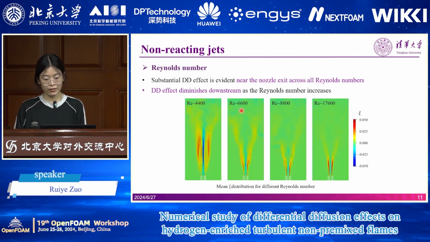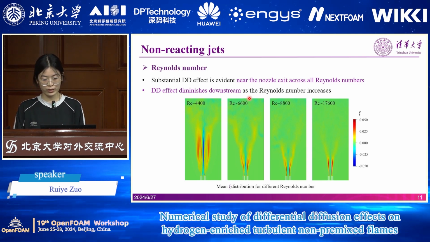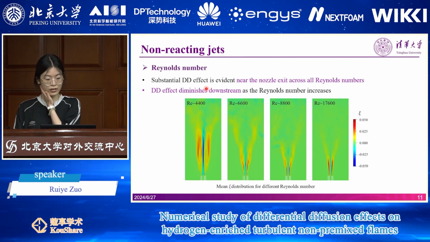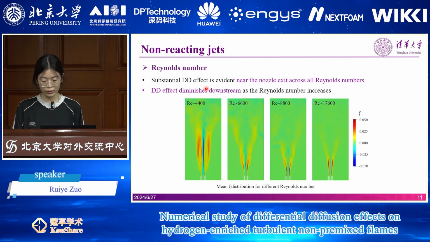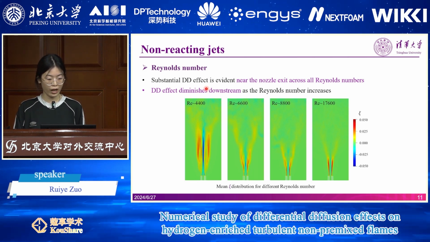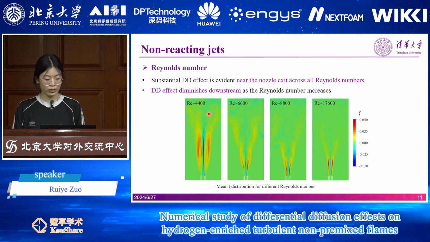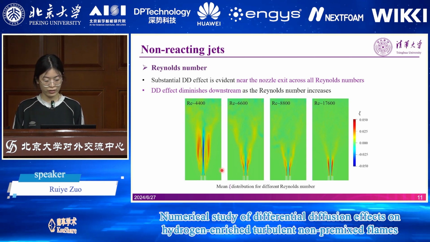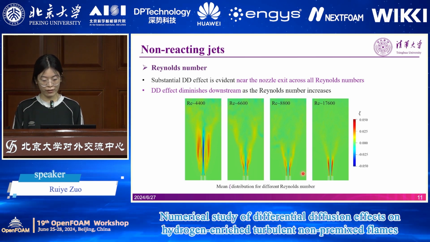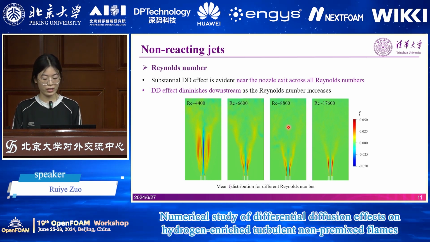Previous studies have identified the Reynolds number as a critical factor influencing the differential diffusion effect. This study quantifies the differential diffusion effect to investigate its mechanisms under conditions of moderate to high Reynolds numbers. A substantial differential diffusion effect is evident near the nozzle exit across all Reynolds numbers. However, such effect diminishes downstream as Reynolds number increases.